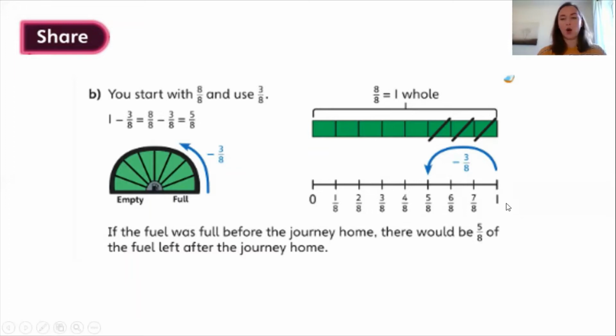Here they've marked a whole as 1, which is correct, but you could also show that as 8/8. Taking away the 3/8 leaves us with 5/8 left. So if the fuel was full before the journey home, there would be 5/8 of the fuel left after the journey home.